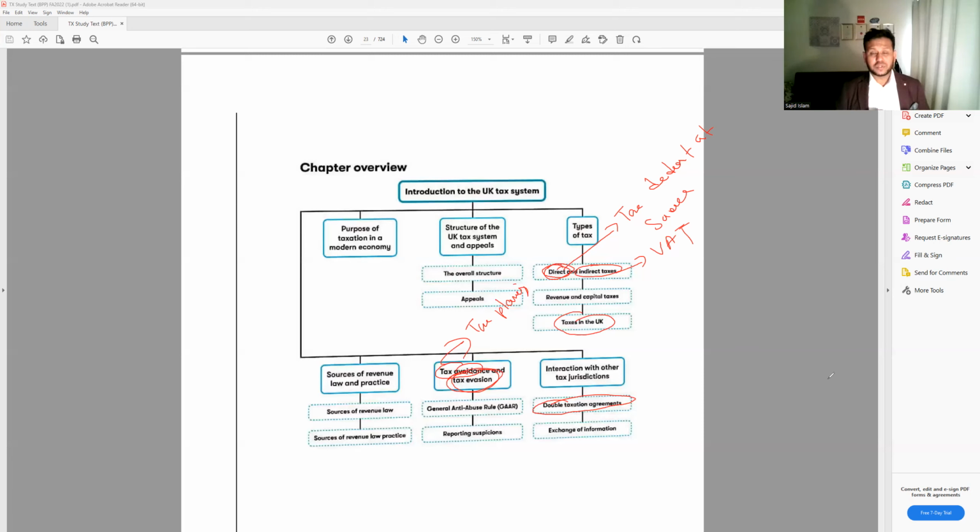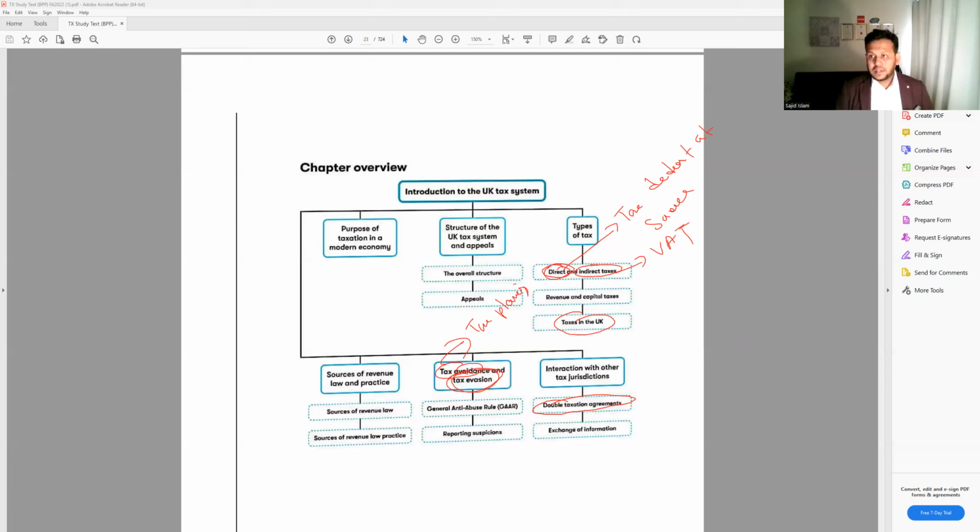So HMRC will be able to search you by your name and date of birth. They can see if there is any income you have overseas, and they'll put a tax on that. By law, you have to declare all of your income to HMRC, even though you may not have to pay any tax, but still you have to declare.